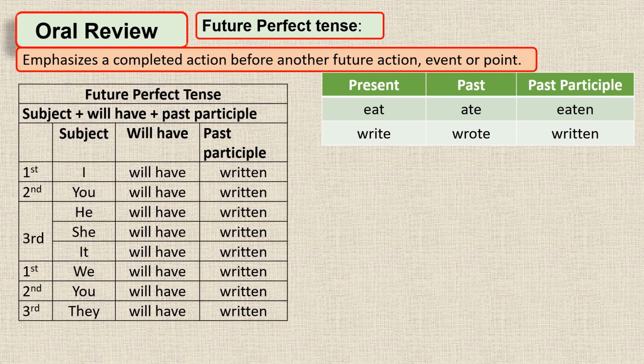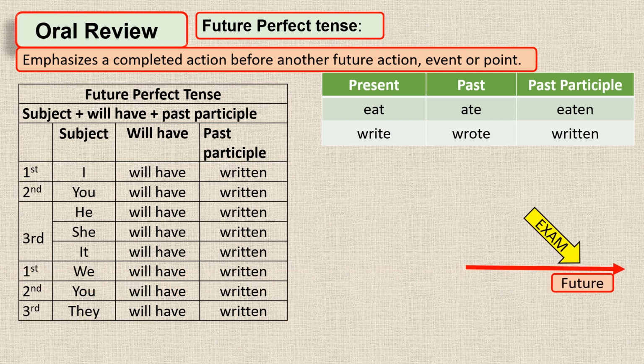Let's take our paradigm or pattern with our grammatical structure. Subject plus will have plus past participle. Will have for all persons. I will have written, you will have written. He, she, or it will have written. We will have written, you will have written, they will have written.